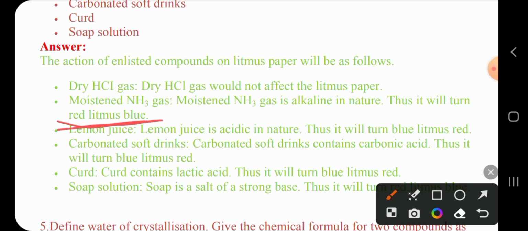Next is carbonated soft drink. Carbon dioxide is acidic in nature, so the carbonated drink is also acidic in nature, and it turns blue litmus red.